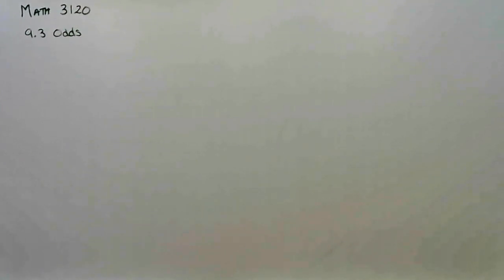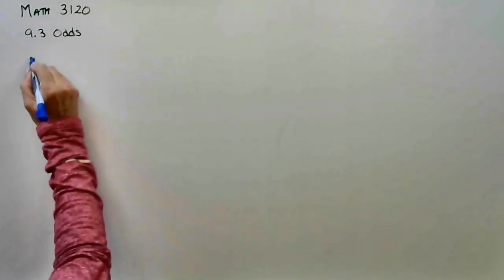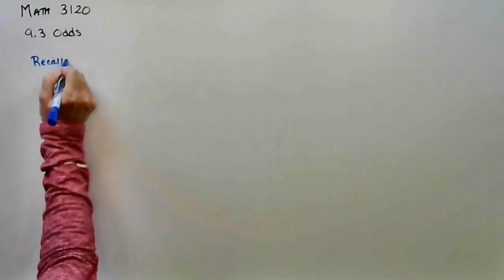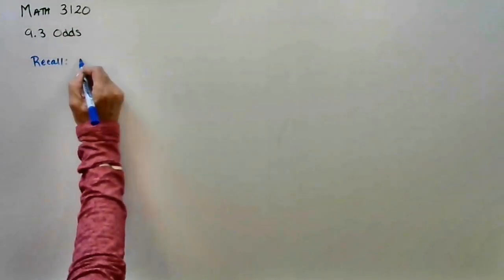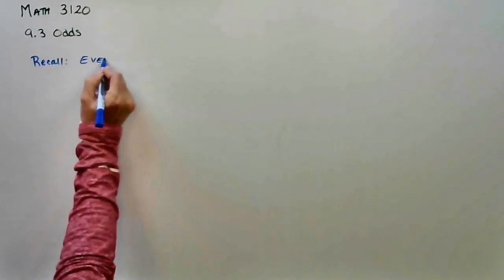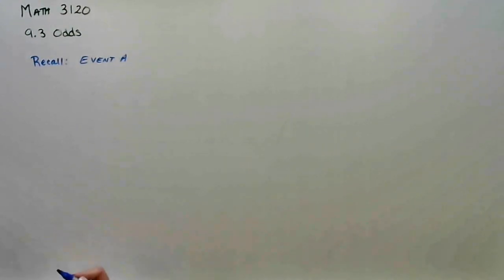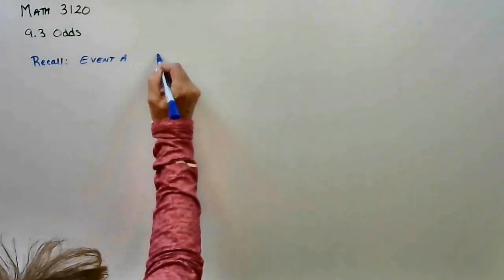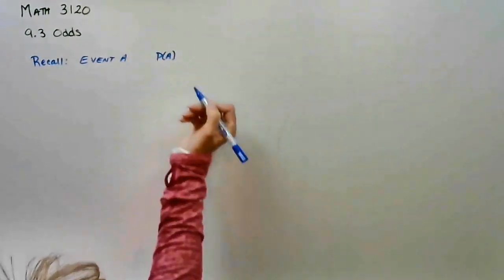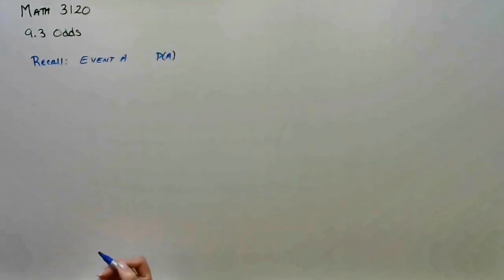Okay, now that we've talked about some probability, let's talk about what we mean when we say odds. Before we do, let's just go over a few of the academic language that we talked about already. Let's first recall event A. A lot of times we say that's the probability that A is going to occur. So our notation is P of A.